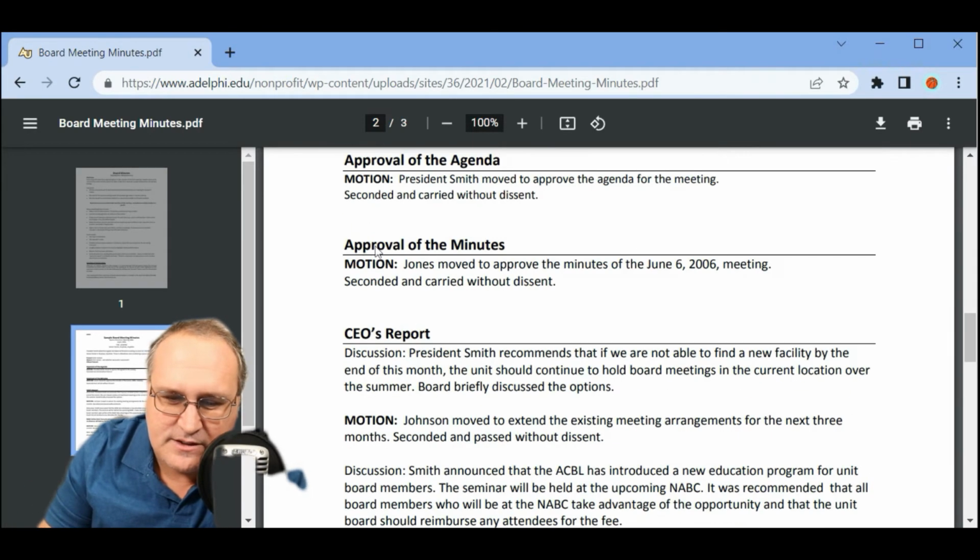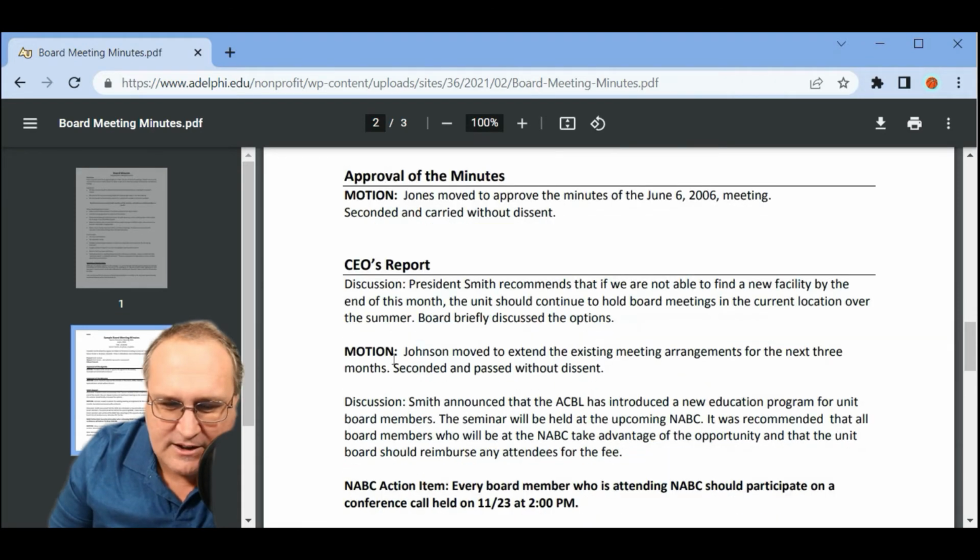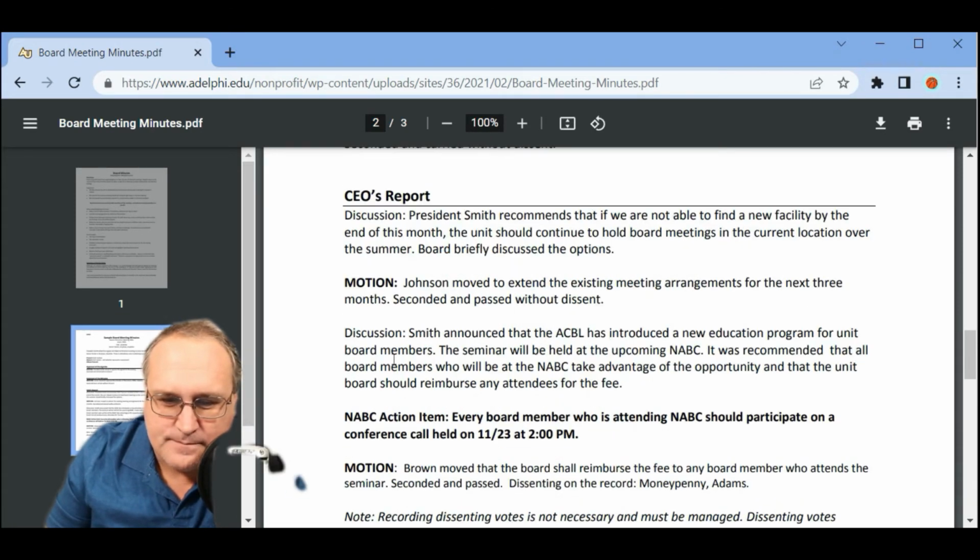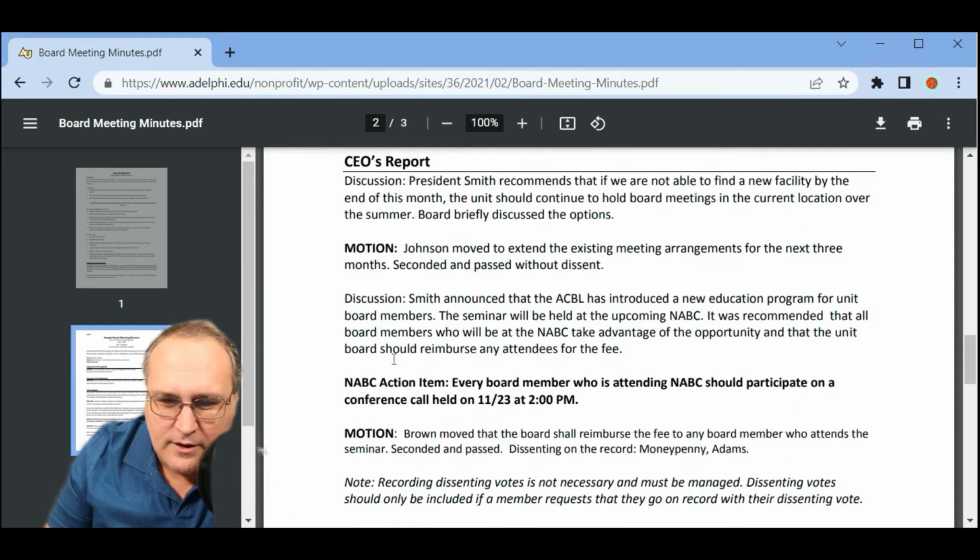You can see they're using nice headings here for each thing that's happening. I do my headings slightly differently. These are nice. This is a little bit cleaner look. I like it. And they're now talking about a CEO report.